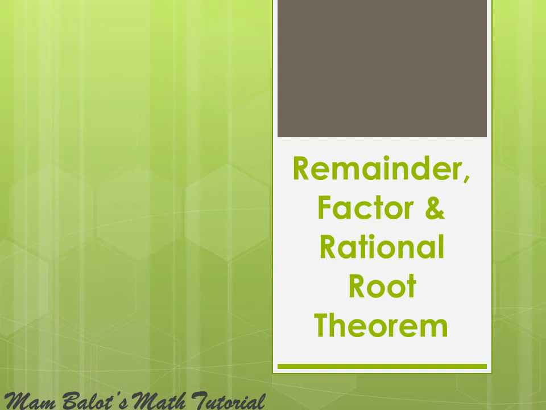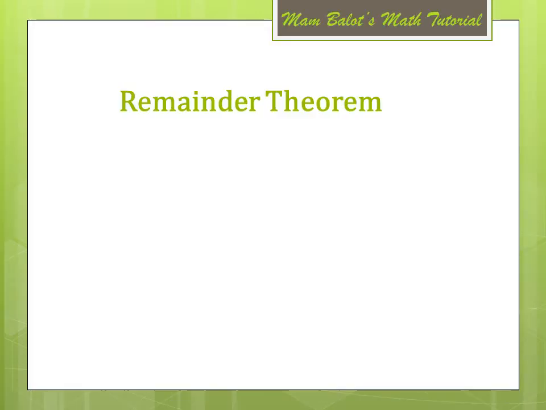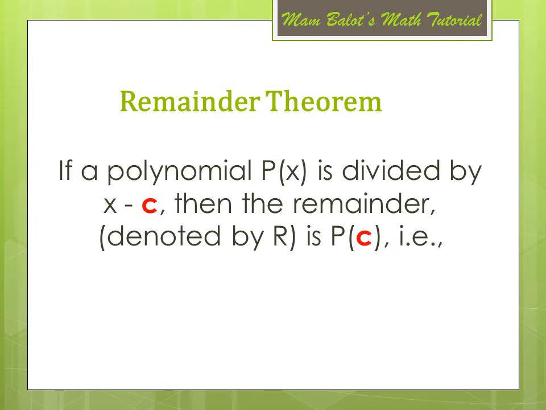Today we will be discussing the remainder, factor, and rational root theorem. What is a remainder theorem? If a polynomial p of x is divided by x minus c, then the remainder denoted by r is p of c. That is, r is equal to p of c. This just simply means that whatever c there in your divisor will be substituted to the variable x in your polynomial.